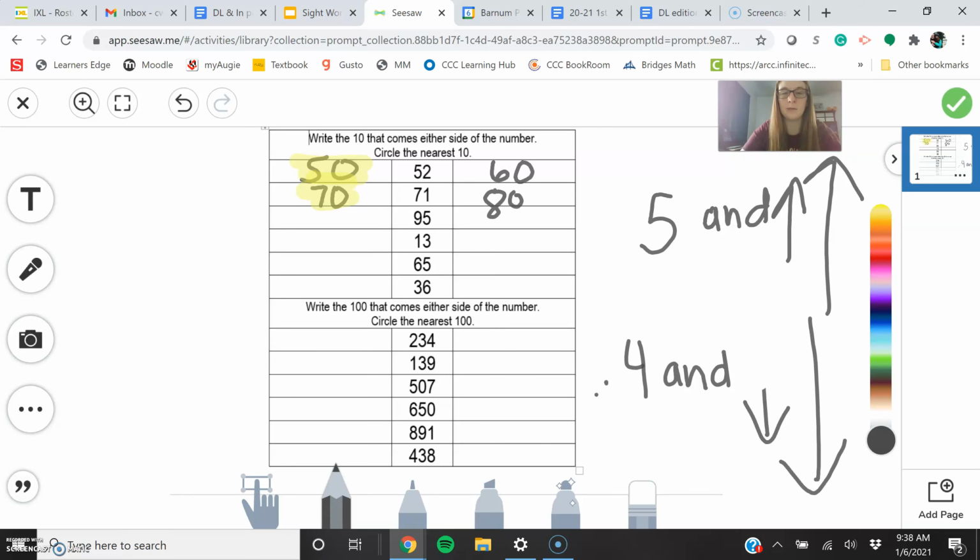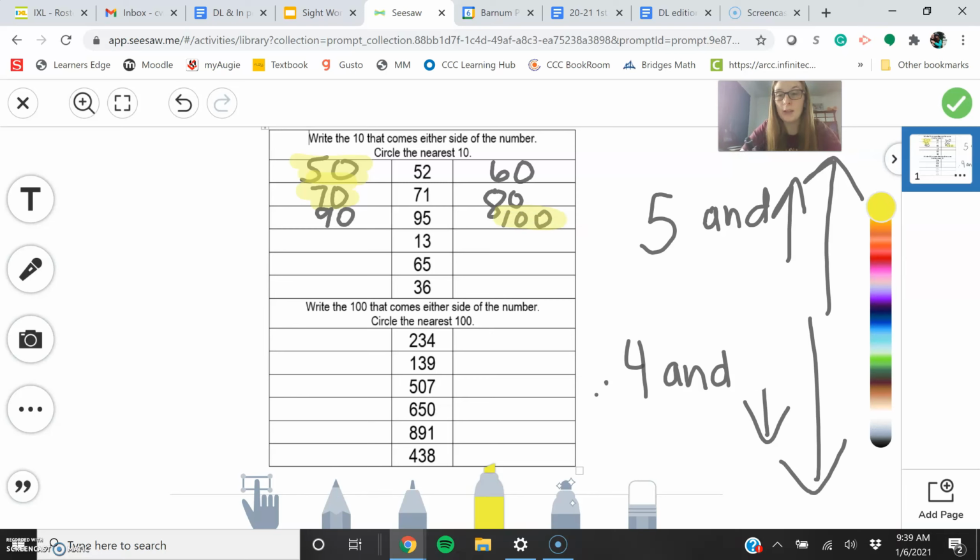Now let's check 95. 95, we're going to put 90 on this side and 100 on this side. Now, what would be closer? Because 95 is kind of in the middle. This is where we have to check our rule. So our rule says that 5 and up goes up. So because my number ends in the number 5, I'm going to move it going up. So I'm going to highlight the 100 this time.